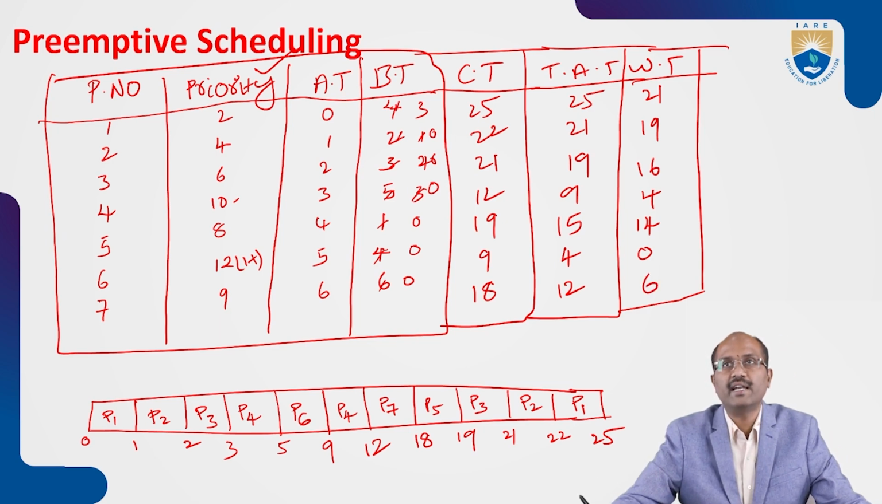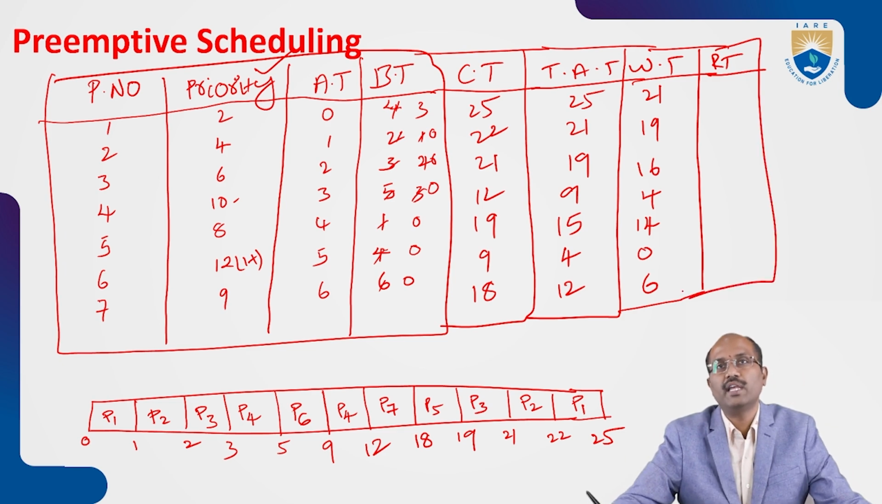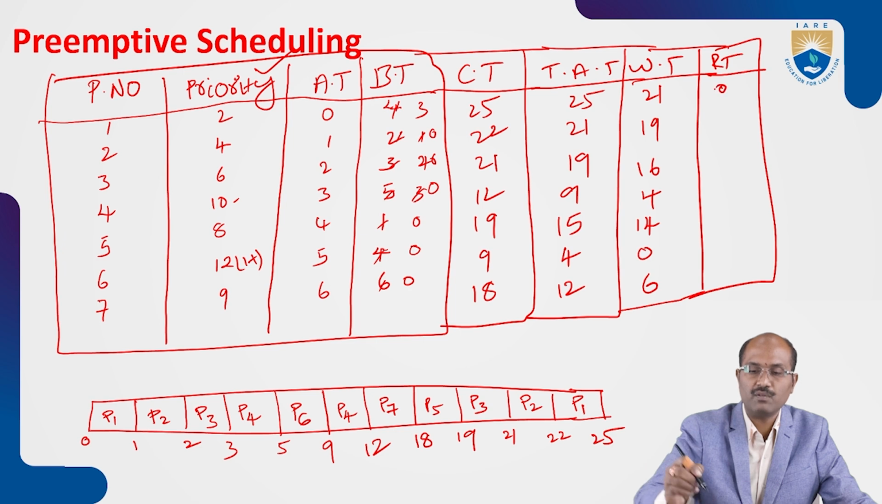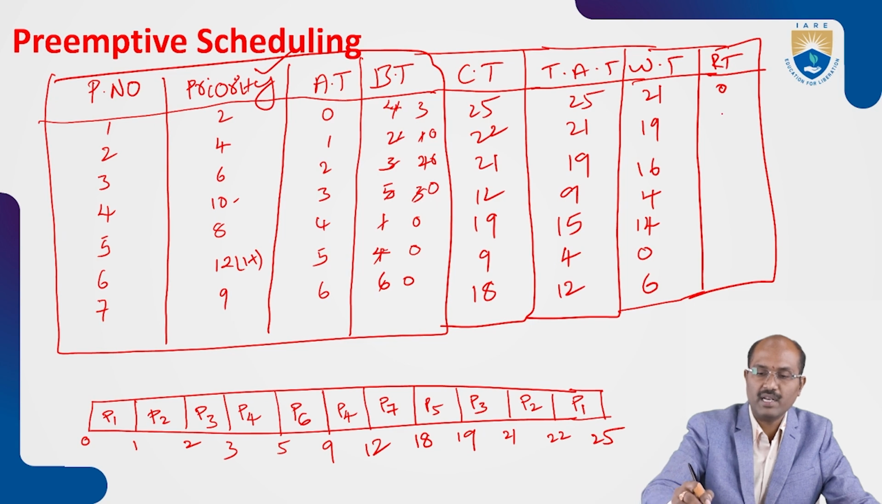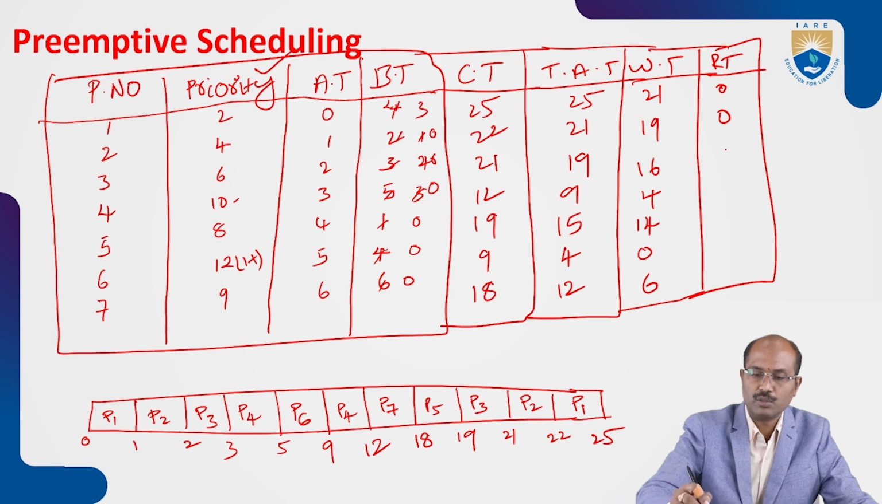So now we calculated all waiting times. Then we calculate the response time. It's a very important factor in priority scheduling. Response time is the time when the process first enters the CPU minus the process's arrival time. P1 arrived at 0 and first entered at 0, so response time for P1 is 0. P2 arrival time 1, first entered at 1, 1 minus 1, 0. P3 arrival time 2, first entered at 2, so that is also 0 for P3.